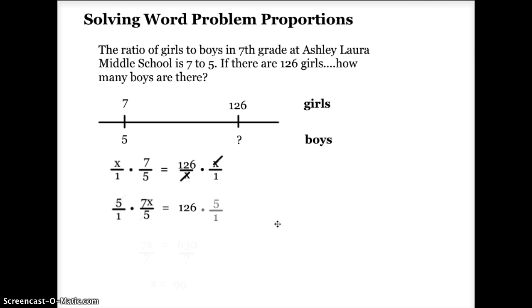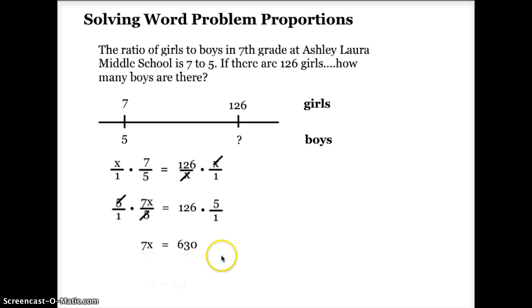Now on the left side of the equation, I have a 5 in the numerator and a 5 in the denominator. Those two 5's are just going to cancel each other out, so I'm just going to be left with 7x on the left-hand side. That's going to be equal to 126 times 5 divided by 1. Well, 126 times 5 is 630. So on the right side of the equation, I have 630. So I'm left with 7x is equal to 630.